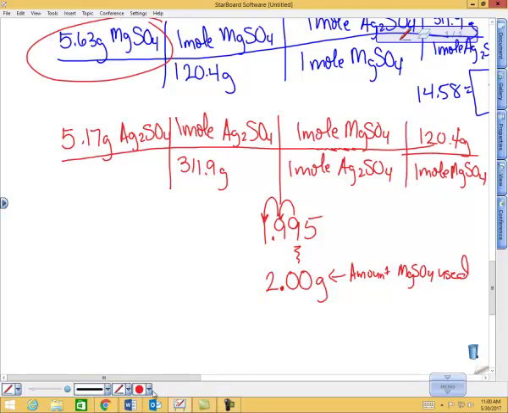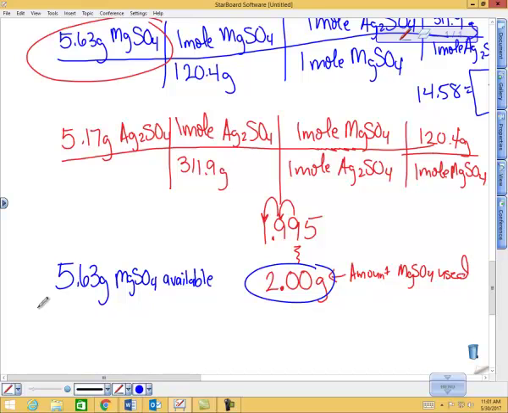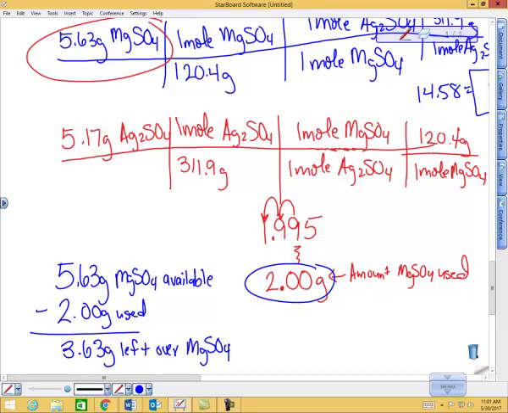So how do I get my excess? Well, you originally started the problem with 5.63 grams available to you. You had 5.63 grams MgSO4 available to you. But you only used 2 grams. Subtract. That's going to give you 3.63 grams left over.